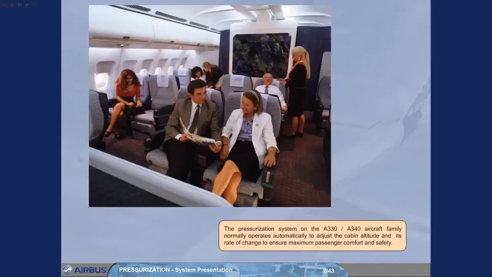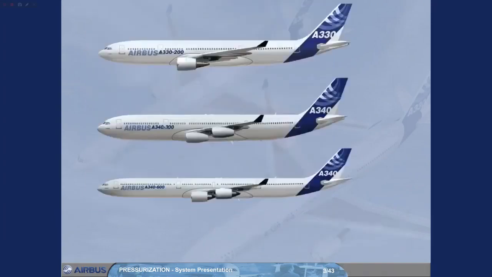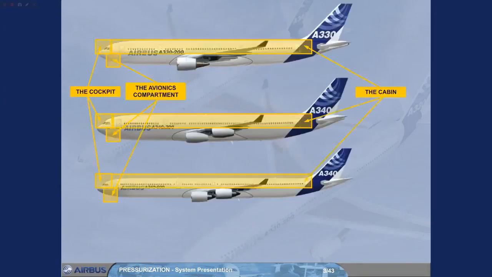The pressurization system on the A330 A340 aircraft family normally operates automatically to adjust the cabin altitude and its rate of change to ensure maximum passenger comfort and safety. The pressurized areas are the cockpit, the avionics compartment, the cabin, and the cargo compartments.